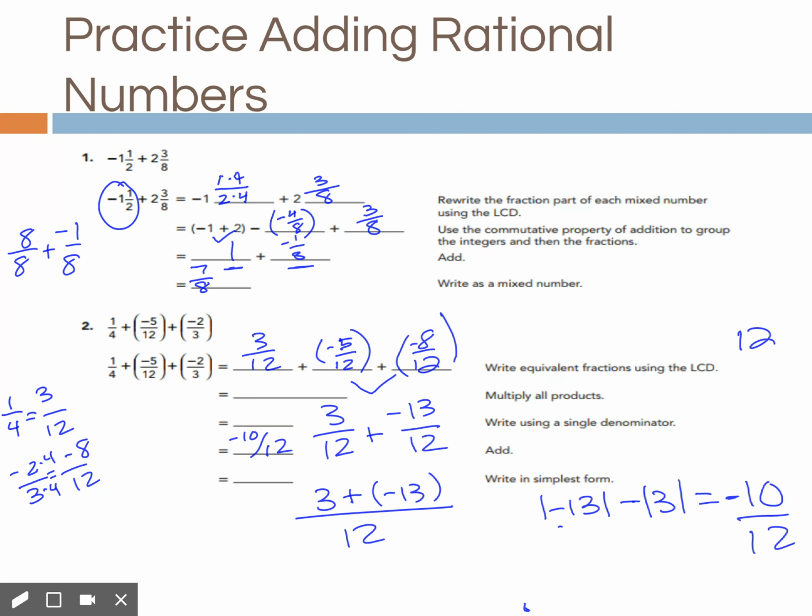And that's not in simplest form, so I would need to divide by the greatest common factor of 10 and 12, which in this case, I'm just going to write it over here so you have more room. Negative 10/12 in this case is going to be 2. So 10 divided by 2. Negative 10 divided by 2 is negative 5. And 12 divided by 2 is 6. So I have negative 5/6 as my final answer.